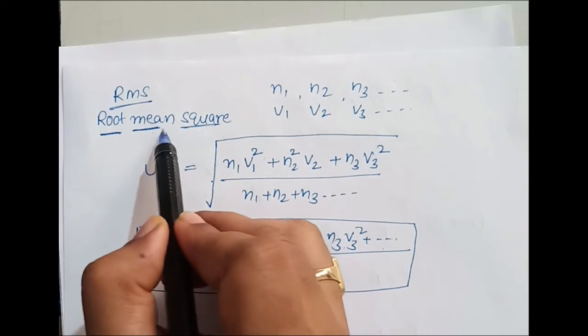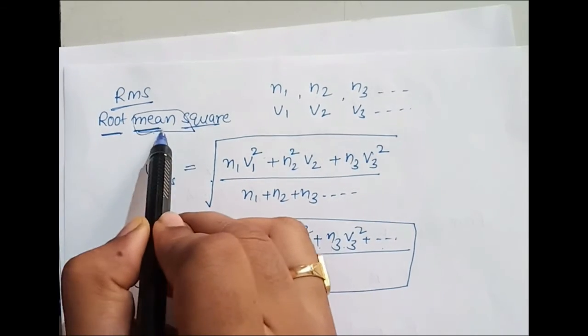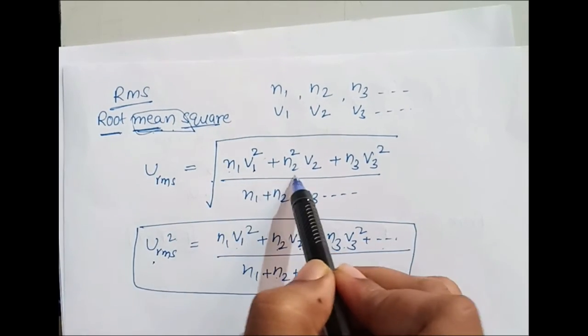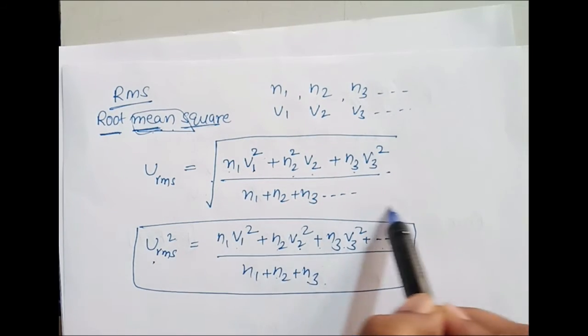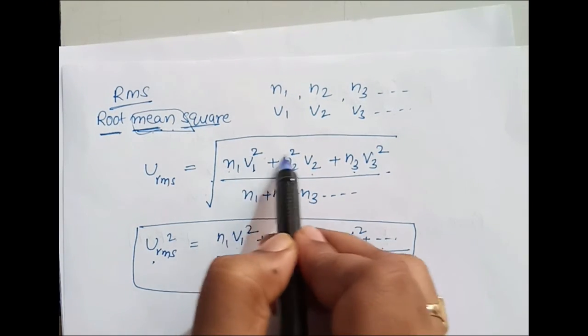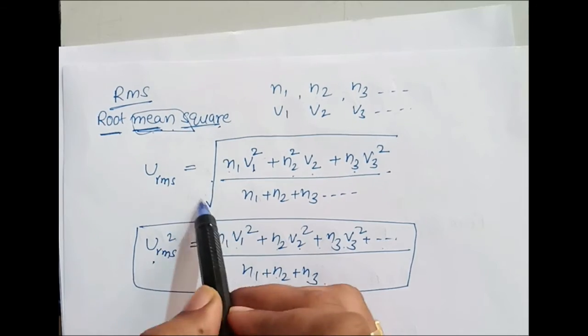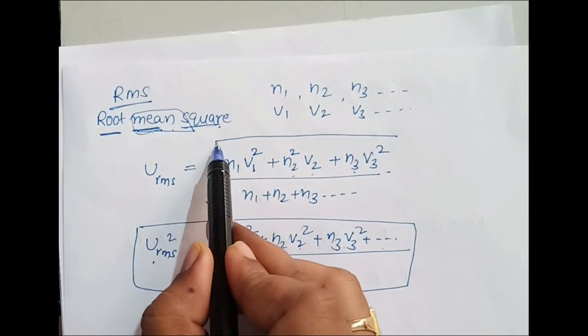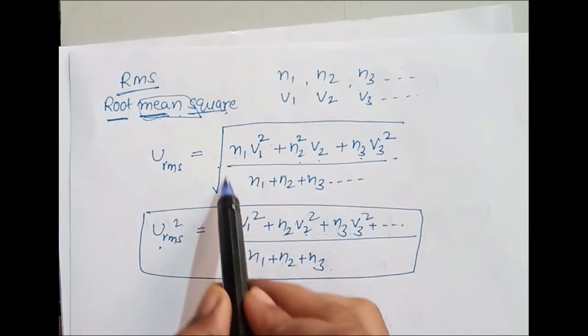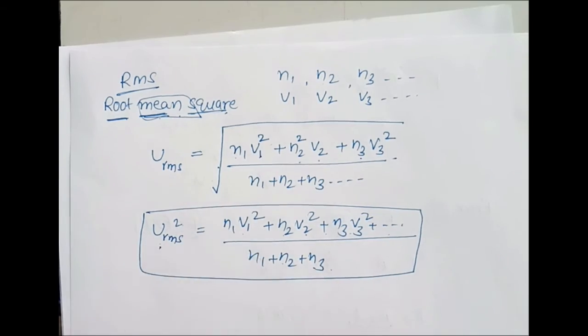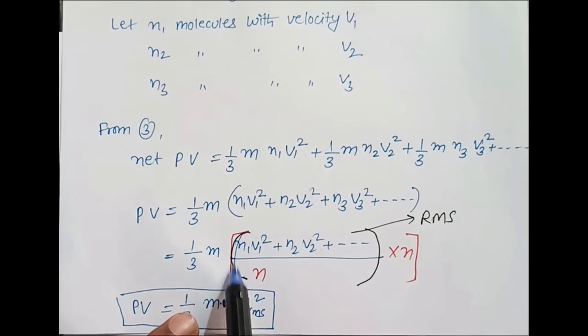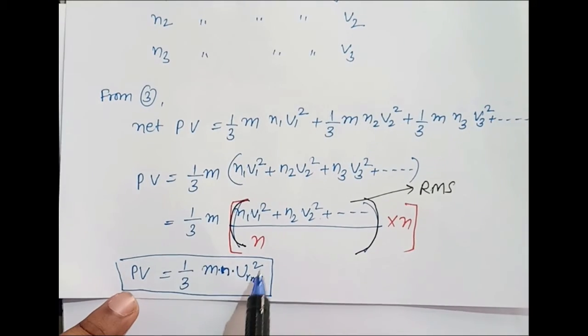See, first of all you have to find the mean. How do you find the mean? n1 u1, n2 u2, n3 u3 divided by n1 plus n2 plus n3. Now I am doing the square, so that's mean square, and then the square root. So that's called root mean square. And to remove that square root, I am putting the square. This value I have substituted here. You can see that is where I have written RMS square.